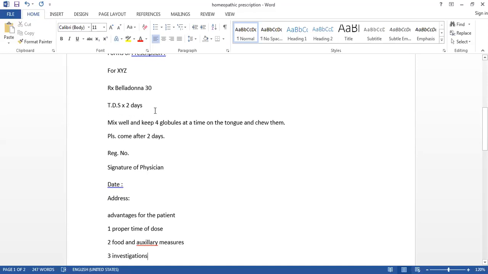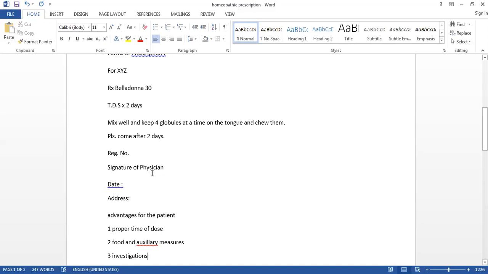Here I am not giving this prescription to the pharmacist or the compounder, so there is no need to write the vehicle. Then how to take it: mix well and keep 4 globules at a time on the tongue and chew them. This is the direction on how to take the medicine. Report after 2 days. Then the last is the registration number and signature. Of course the address of the clinic is on the stamp. So this is the prescription.